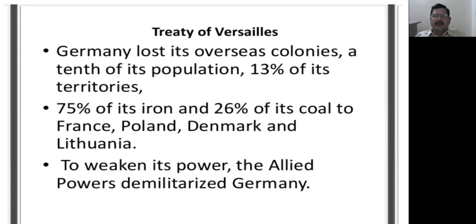To weaken its power, the Allied powers demilitarized Germany. Demilitarization means, as I told you, they had to remove all their army, like warships, aircraft, or even the army. They should restrict it to a number. The reason to demilitarize is so that they should not fight a war again with any other country. That's why they made it demilitarized.